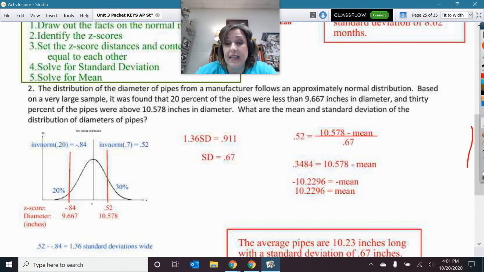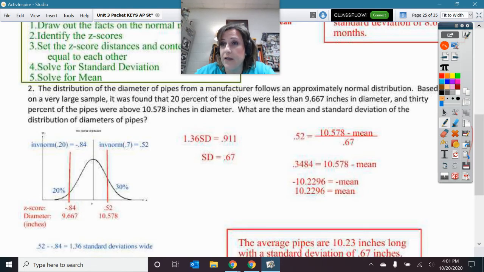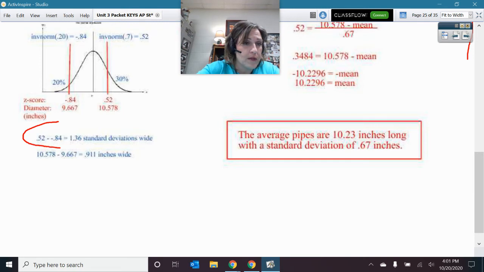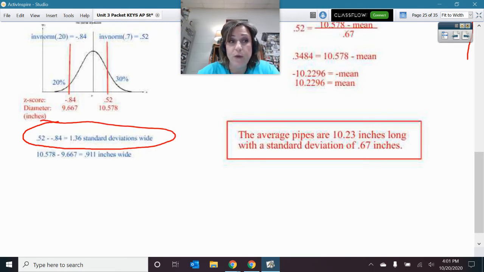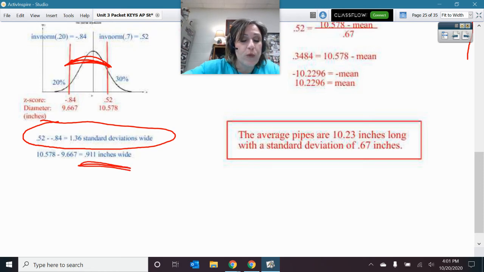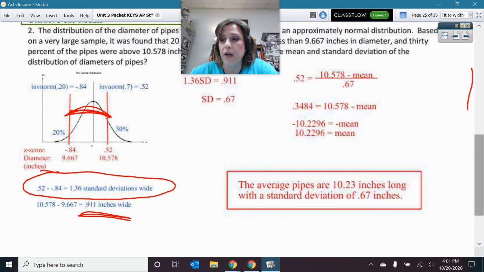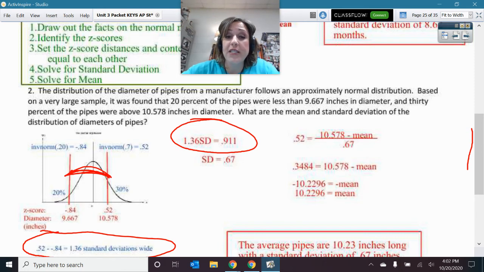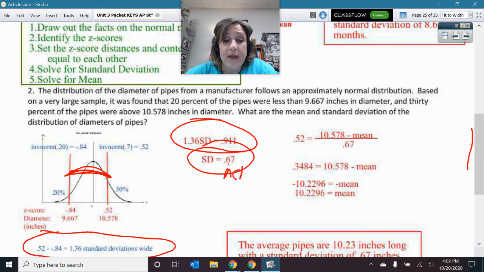All right, next, now let's put our equations together. Find the distance for the standard deviations. The higher one, 0.52 minus negative 0.84, is 1.36 standard deviations wide, because that's what your z-score tells us. And then inches, I just subtracted, and it's 0.911 inches wide. All right, so then I come up here and I set those equal. 1.36 standard deviations wide equals 0.91. So a standard deviation is only 0.67 inches. Okay, remember, this is a distance and it is context.